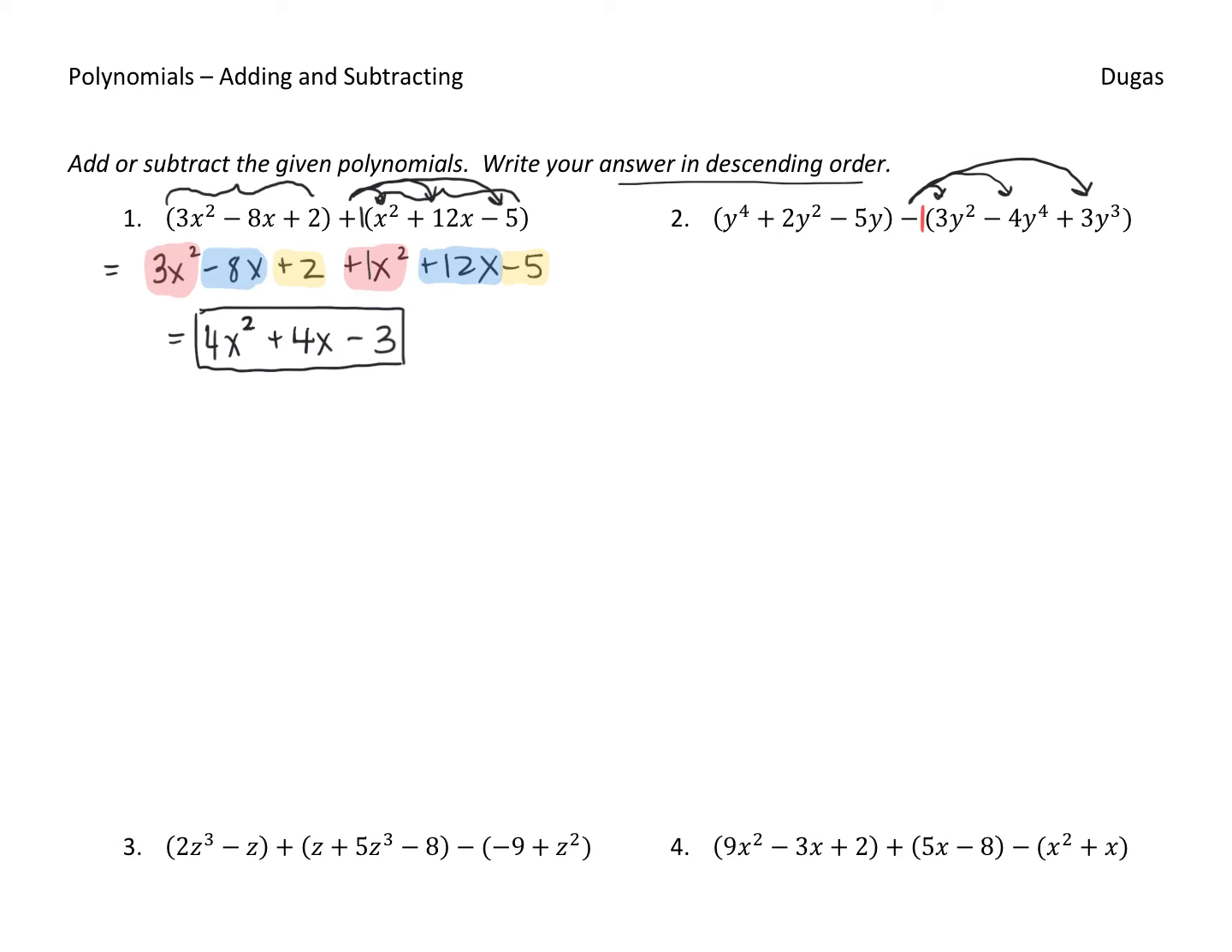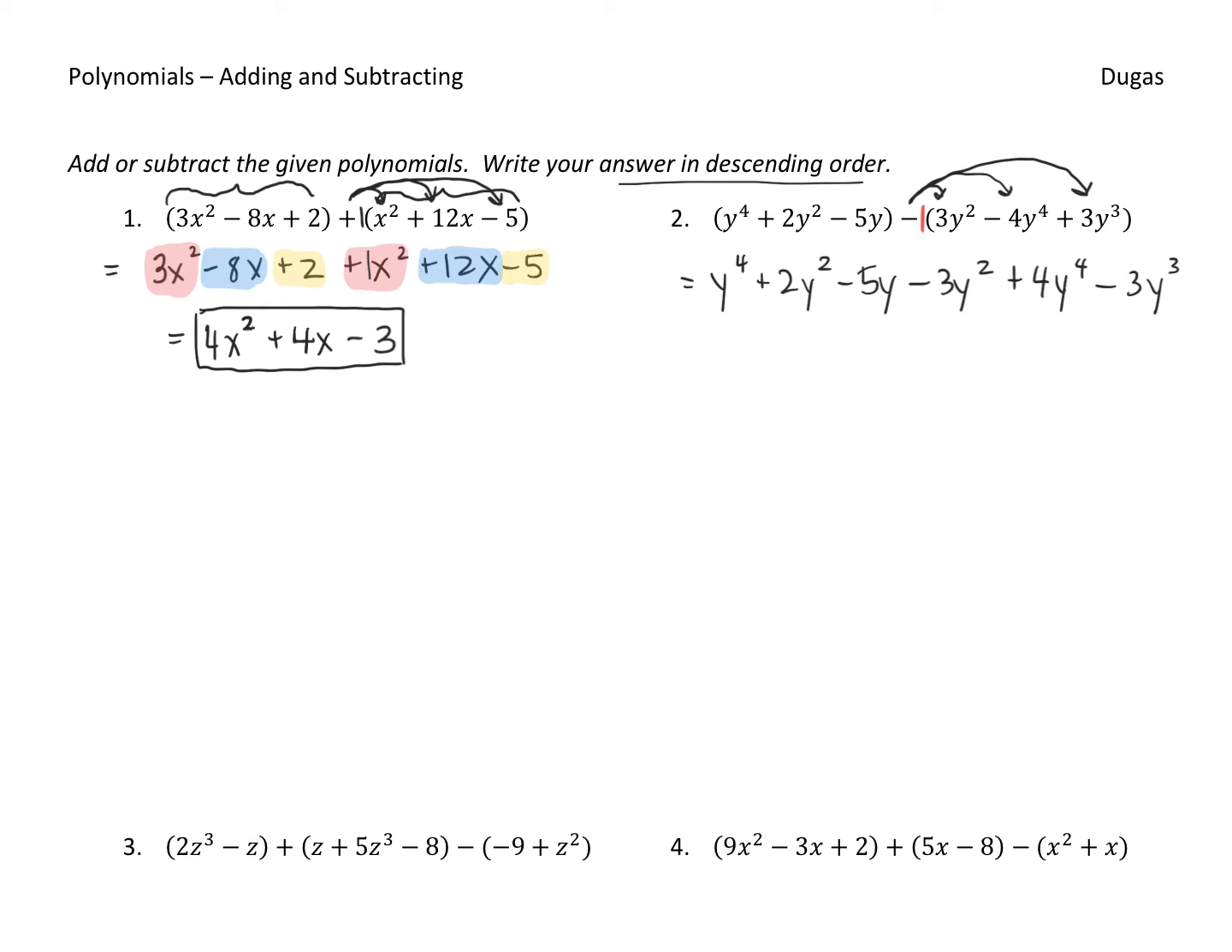So the first set of parentheses will stay the same. So y to the 4th plus 2y squared minus 5y. The second set of parentheses, all the signs are going to change when I distribute that negative 1. So we'll have negative 3y squared, and then negative 1 times the negative 4y to the 4th will now give me plus 4y to the 4th, and then negative 3y cubed.